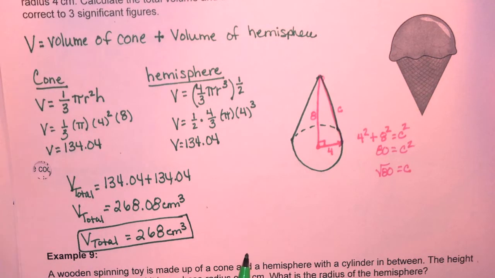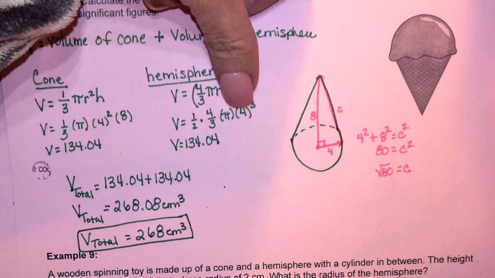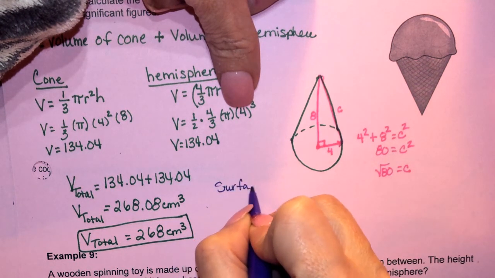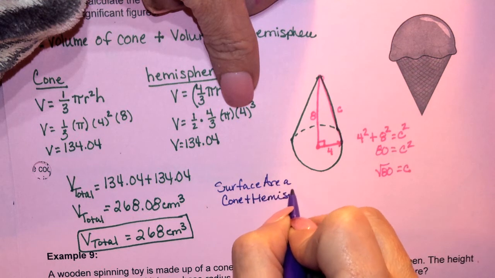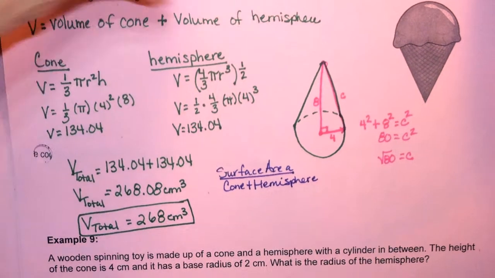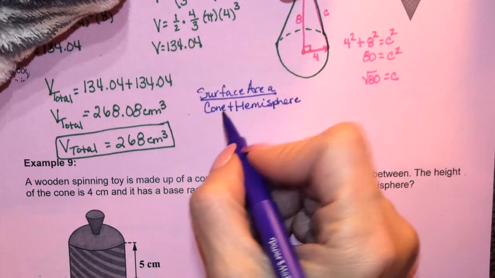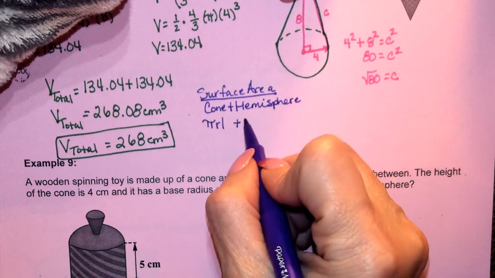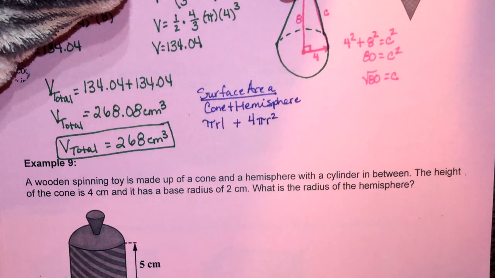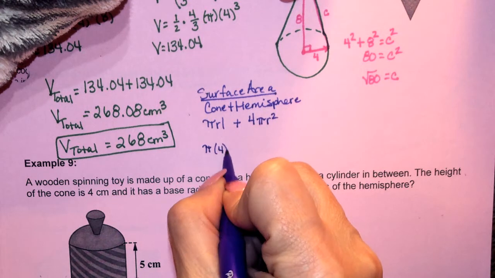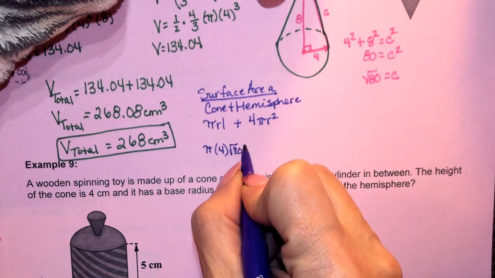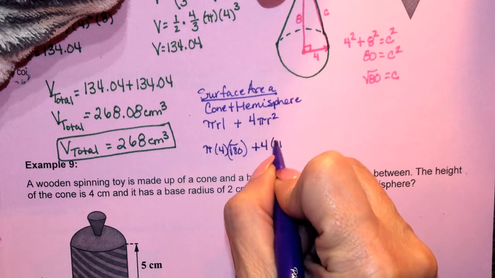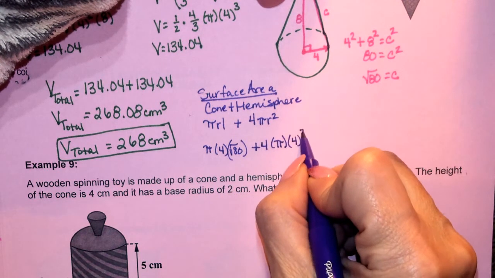Now we have to do surface area. We need to do the surface area of the cone plus the surface area of the hemisphere. So I'm going to switch colors. For the cone, it's pi r l, plus the hemisphere, which is 4 pi r squared. We know pi. We know the radius. We actually know the length of the slant as being the square root of 80 because we already did that math. Plus 4 times pi times r squared, which would be 4 squared.